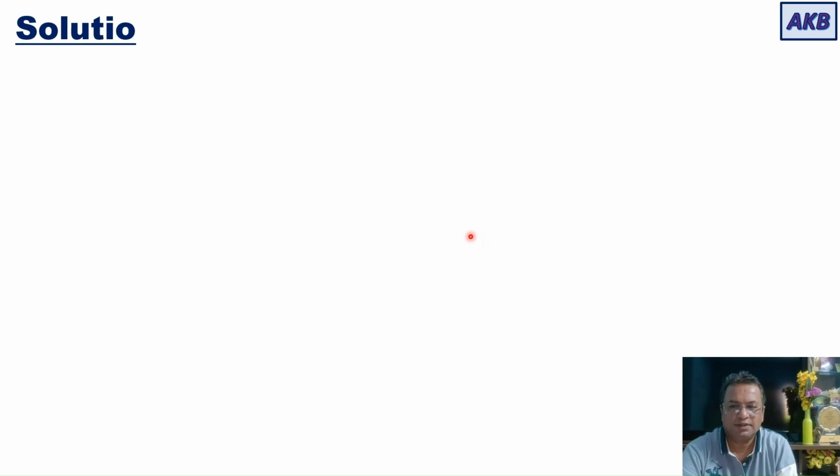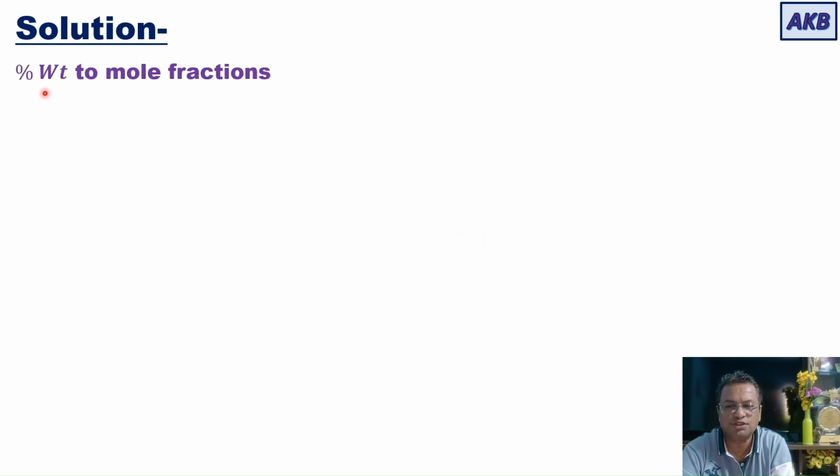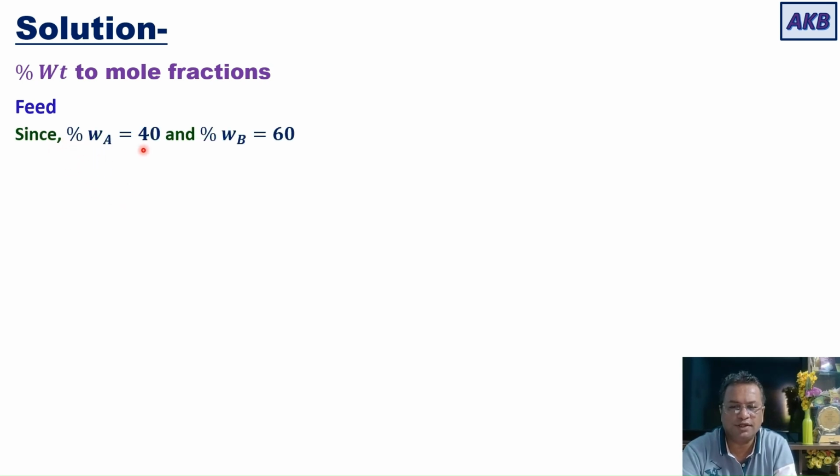So let's solve this. First, we are going to convert percentage weight to mole fractions. The composition which is given as weight percentages, we are going to convert them to mole fractions. Let us start with the feed. In feed, you have percent weight of A as 40 and percent weight of B as 60. That means if you had 100 kg of feed, then in that, weight of A would be 40 kg and weight of B would be 60 kg.